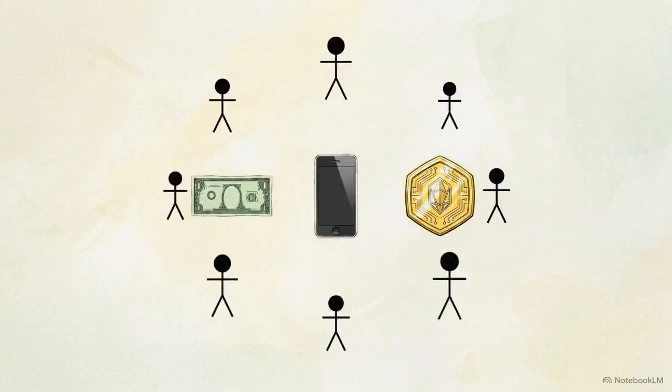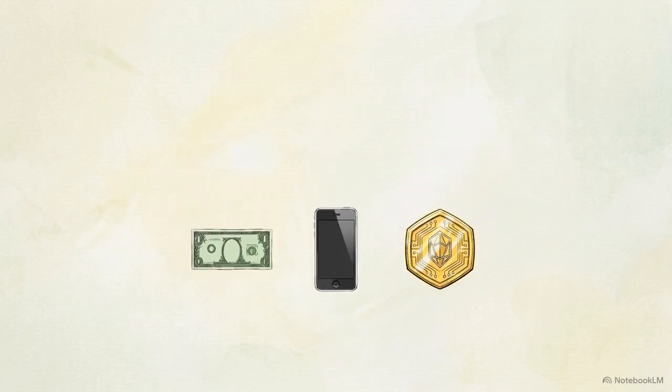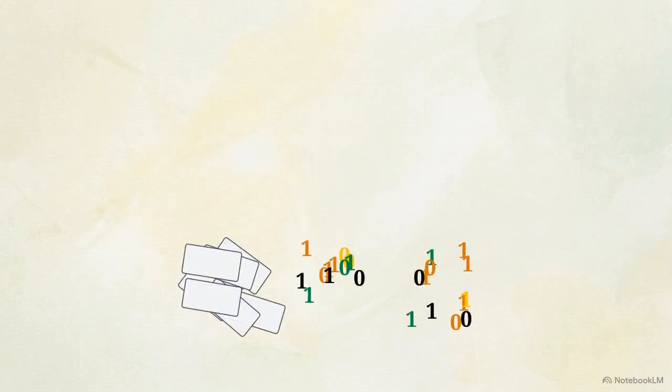Whether money is a paper note, a digital balance, or a line of code, it only functions because the society using it agrees that it represents value. Without that collective trust, these diverse forms would just be paper and numbers.